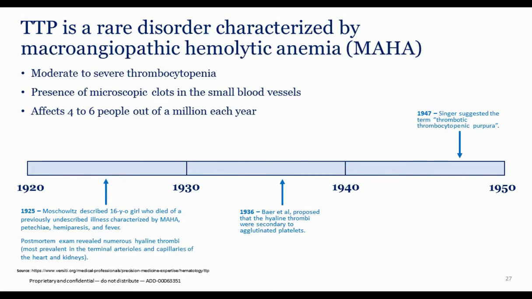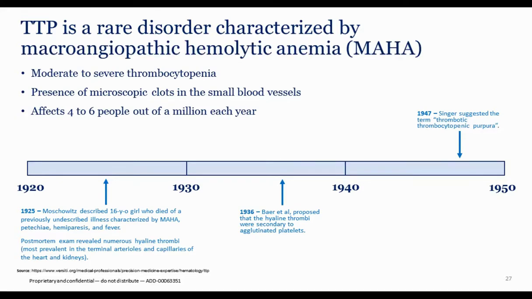TTP is a rare disorder that's characterized by microangiopathic hemolytic anemia. Again, these patients will present with moderate to severe thrombocytopenia, the presence of microscopic clots in the small blood vessels, and it affects about 4 to 6 people out of 1 million individuals per year.